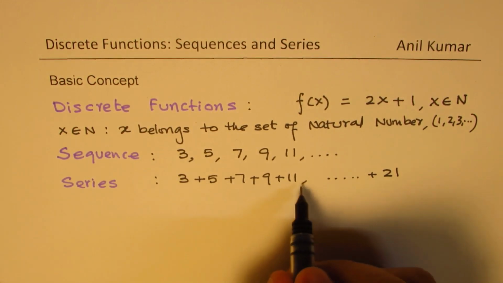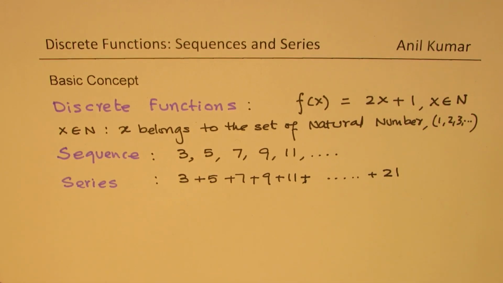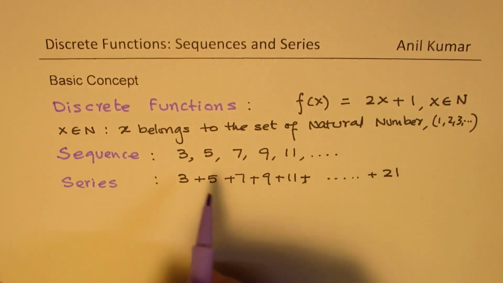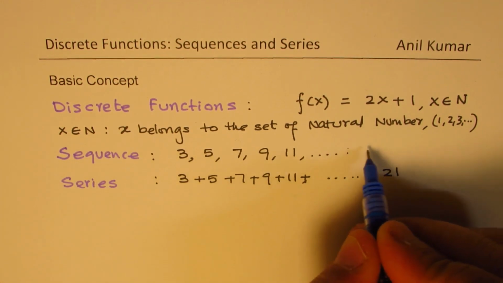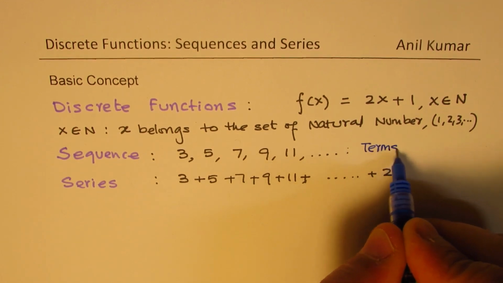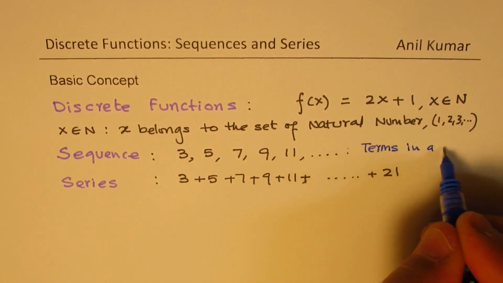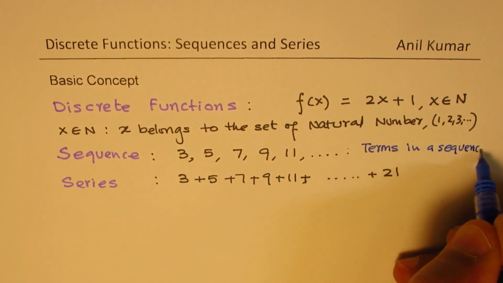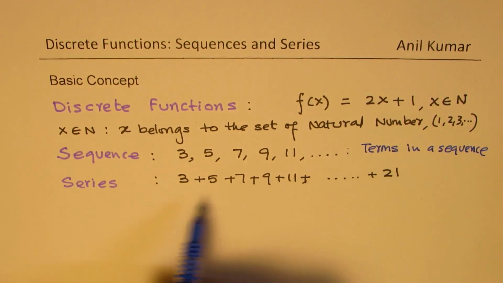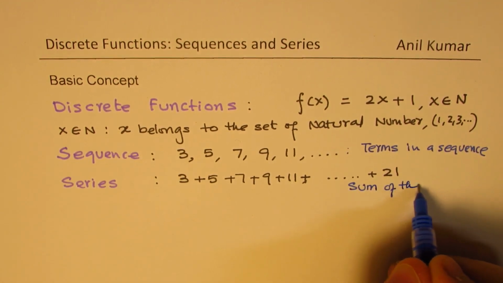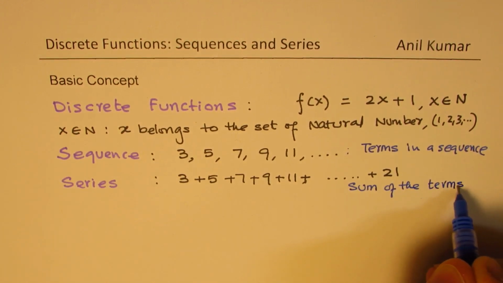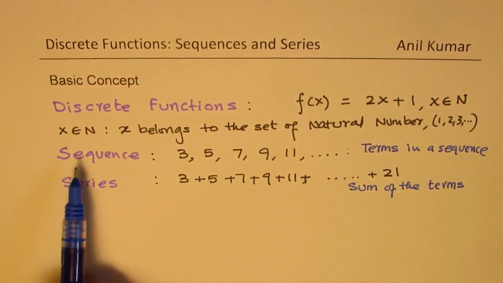Okay. So that becomes, I should write plus here. So when I use the operation of plus, adding, right? Then it becomes series, correct? So basically the difference is we are only talking about terms in a sequence, right? And in the case of series, we are looking into the sum of the terms. Correct? So that is how they are related.